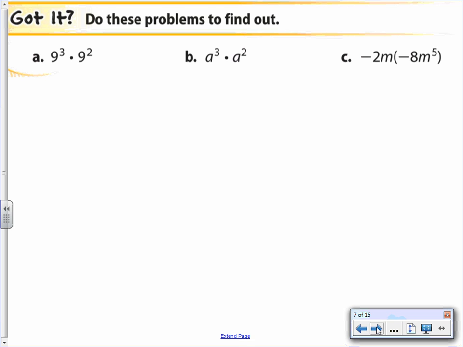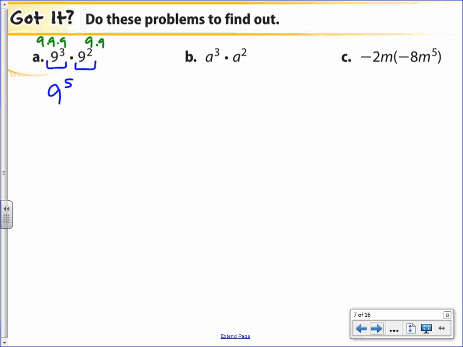Got it? So go ahead, grab your notebook, your workbook, and fill these in as we go. I have 2 powers. I have 9 to the 3rd power and 9 squared. Those are 2 powers. A power is made up of a base and an exponent. When I multiply powers with the same base, I keep the base, which is 9, and I add my exponents. And 3 plus 2 is 5. If I have to prove it or I forget, 9 cubed is 9 times 9 times 9, and 9 squared is 9 times 9.